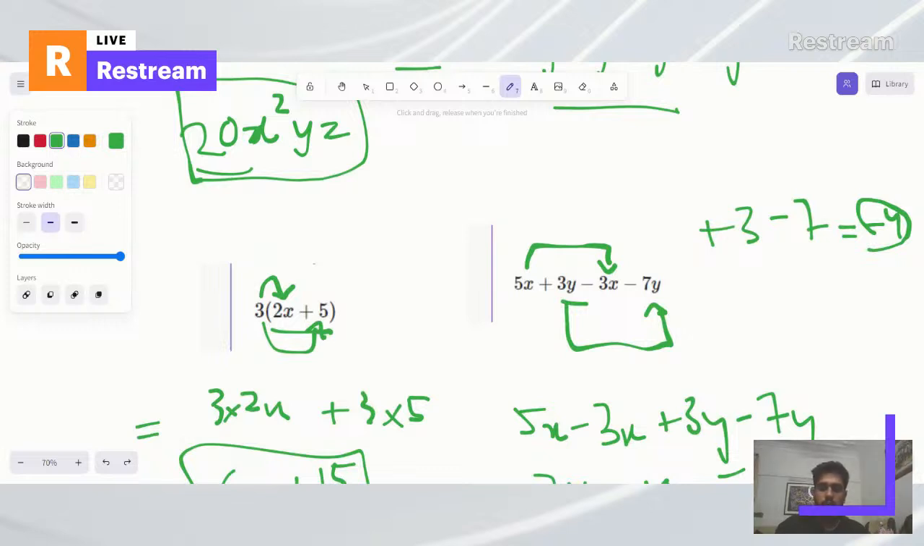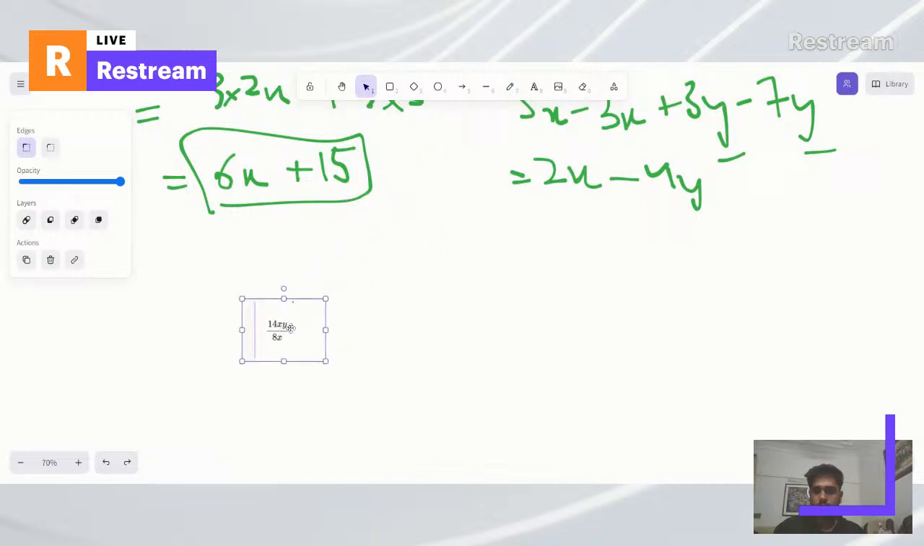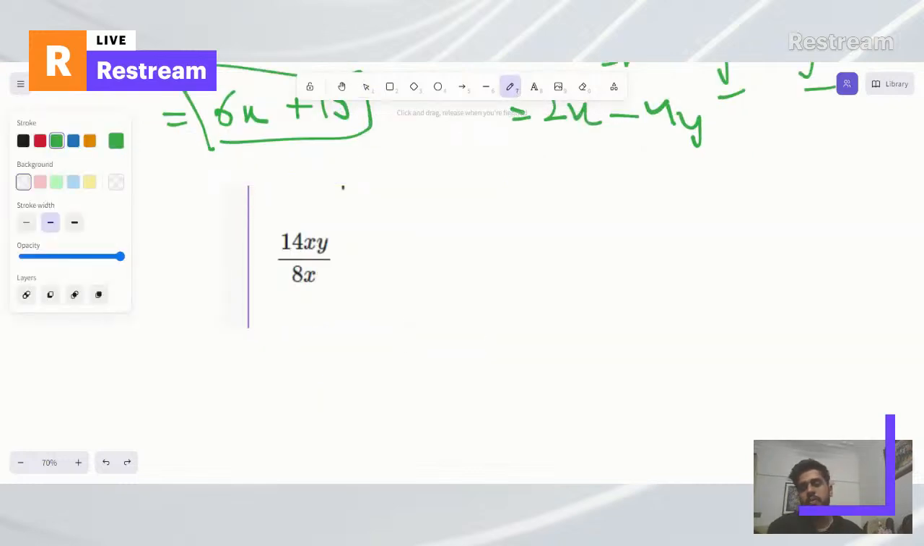Now we're going to go to the last part of this, which is dividing two terms. We do it just like we did the multiplication. We can only divide the numbers with the numbers, and we can only divide the variable with the like variables. So the question is 14xy divided by 8x, right?